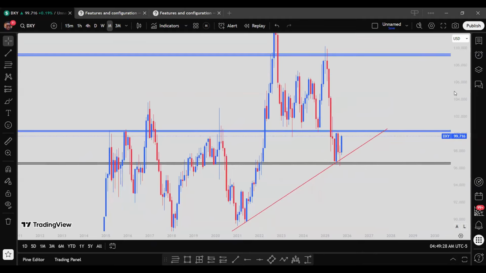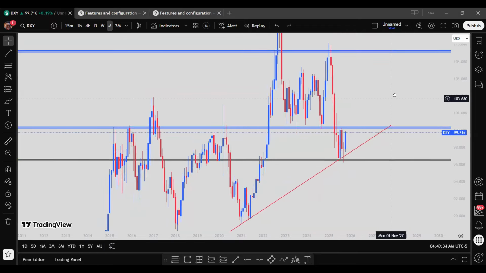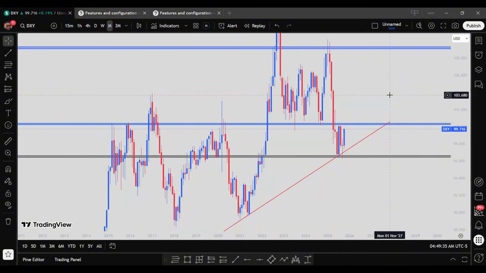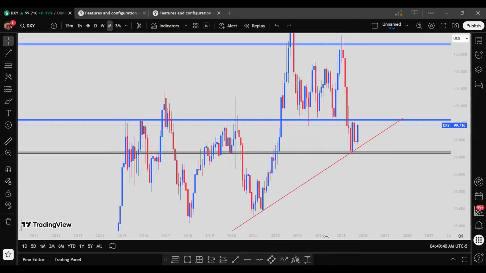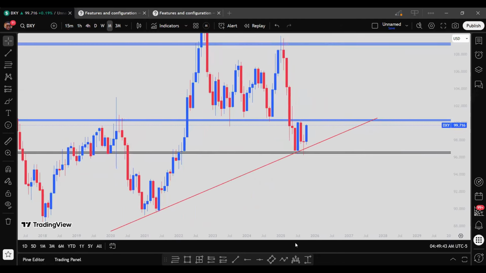So in today's video, I'll be doing a technical breakdown on the major pairs. I'll be starting with the USD, which is the DXY. In my last YouTube video, we talked about the USD pairs: AUDUSD, GBPUSD, and also the DXY, and I think maybe GBPAUD or something like that.